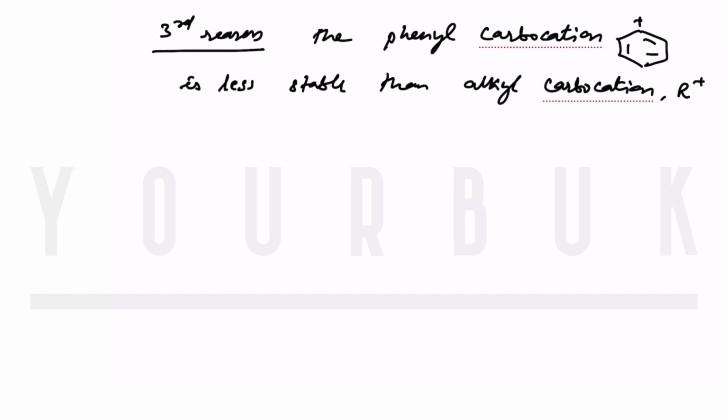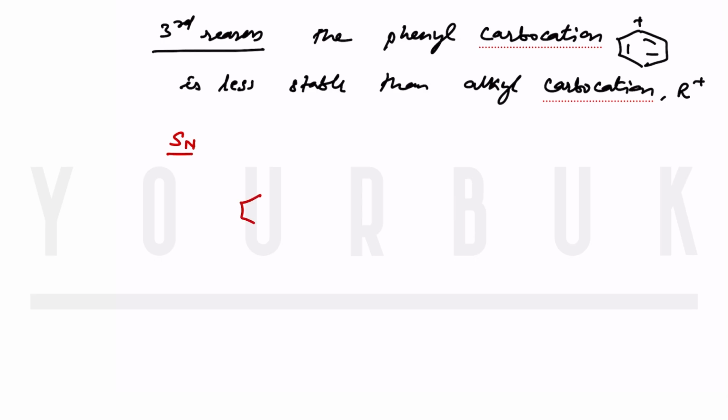If you have to write only one reason, you write the first one, that is based on resonance. If you have to write two reasons, you write the first two, or if you have to write three reasons, write all three. So it's difficult to replace the halogen of halobenzene, so we use drastic conditions.